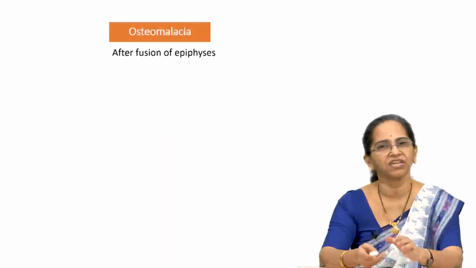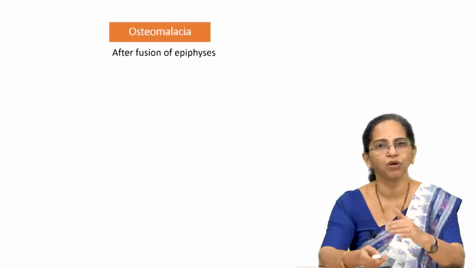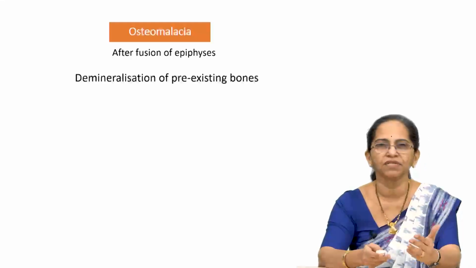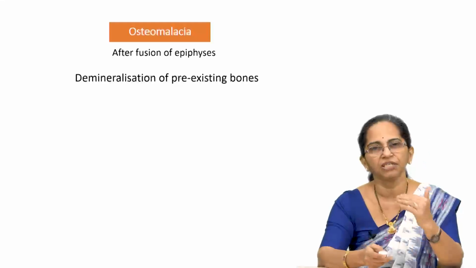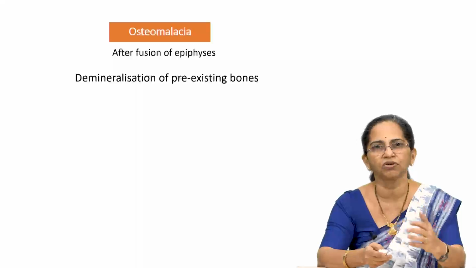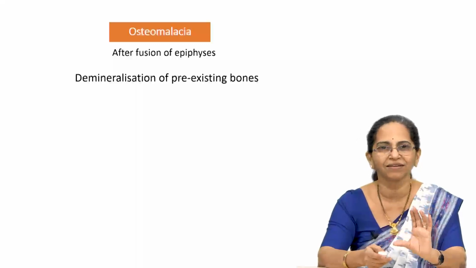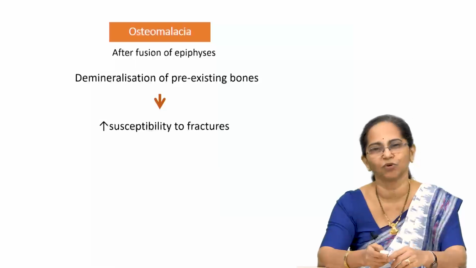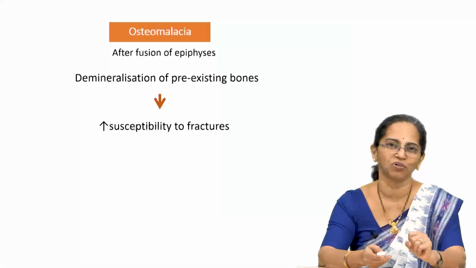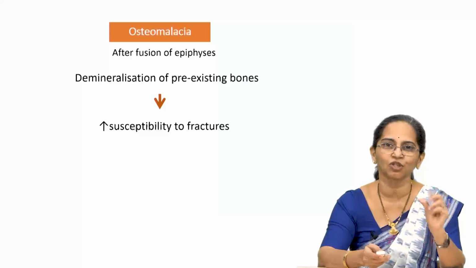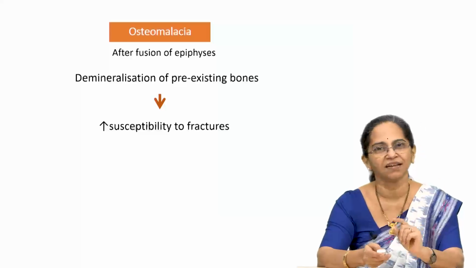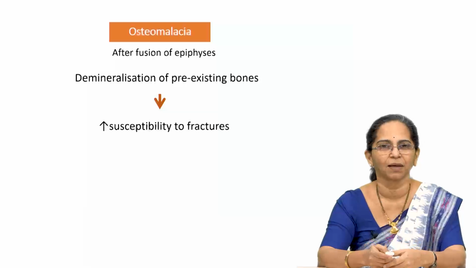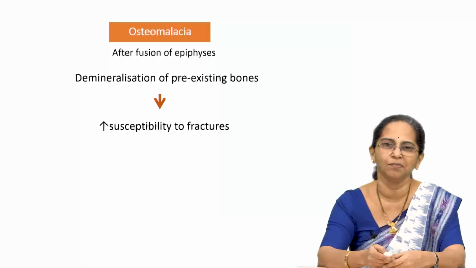In osteomalacia, it is slightly different because the bone has already grown, the epiphysis has already fused. So, what happens if there is vitamin D deficiency? Calcium and phosphate are continuously being lost out of the bone, which has less calcium, less phosphate, and so the tendency to fracture is more. So, there are brittle bones. In rickets, it was soft pliable bones. In osteomalacia, adult bones are susceptible to fractures because they have become brittle.